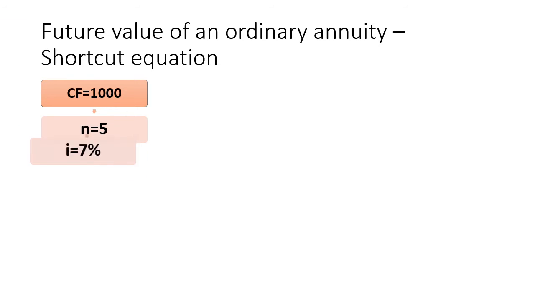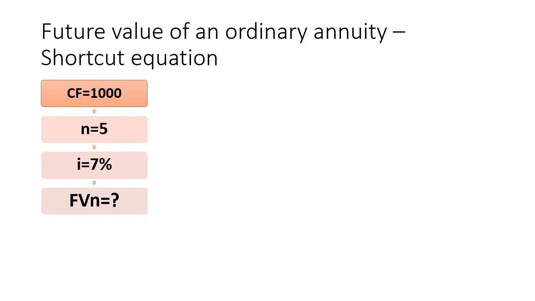This is the case of an annuity in general. So if we have an equal amount of cash flow over a specific period of time at the same interest rate, we can apply these equations. Again, we have one amount, which is 1,000, deposited 5 times over n equals 5 years at the same interest rate of 7%, and we want to find the future value at the end of the 5 years.